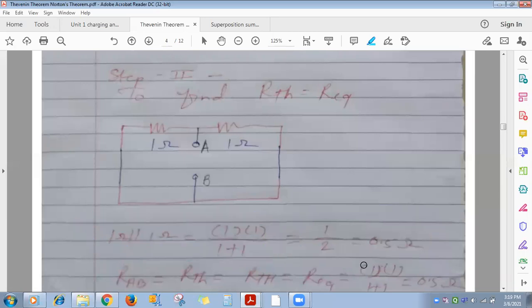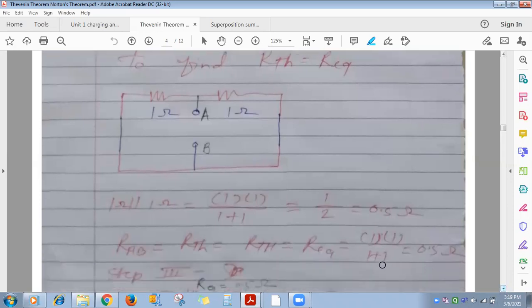Clear to all of you? 1 by 2, that is 0.5. So R equivalent, RTH, is 0.5. Got up to this, everyone? Okay, if it is becoming fast, tell me, I'll slow down. Okay, can we go for next?